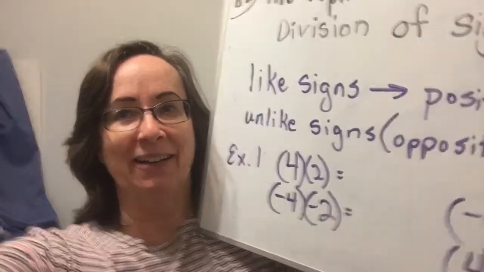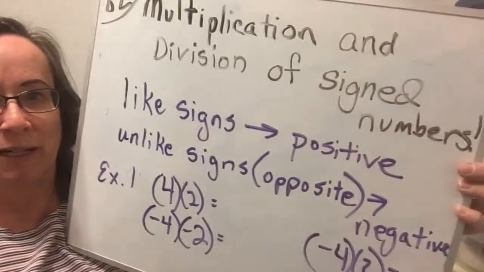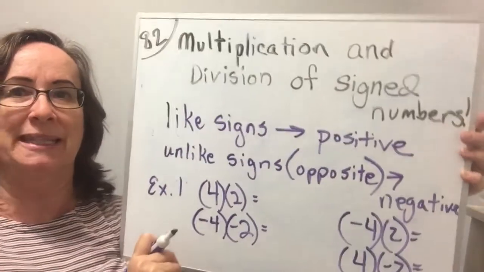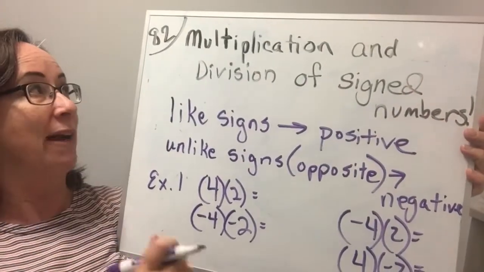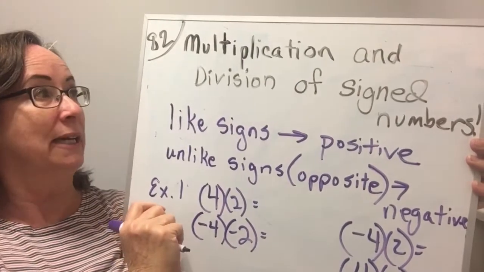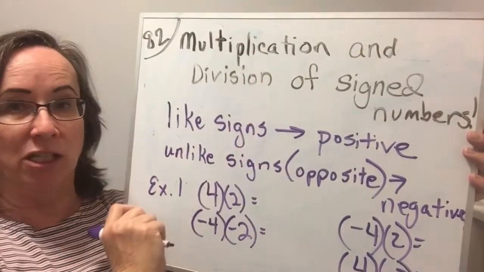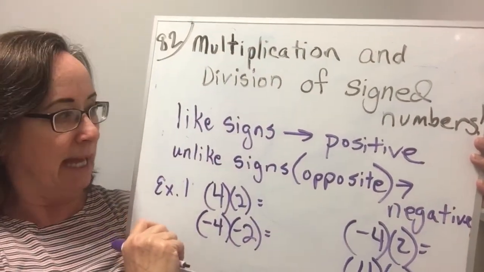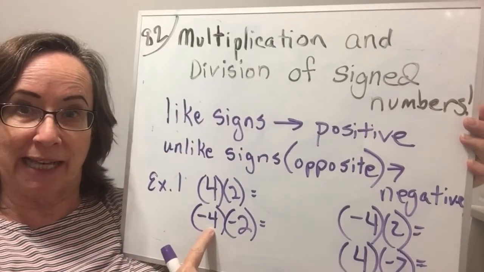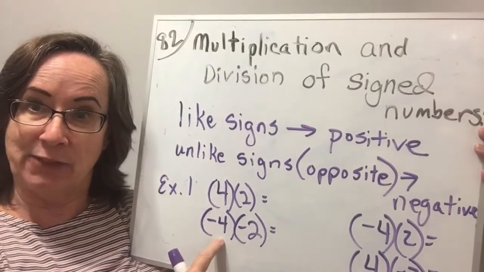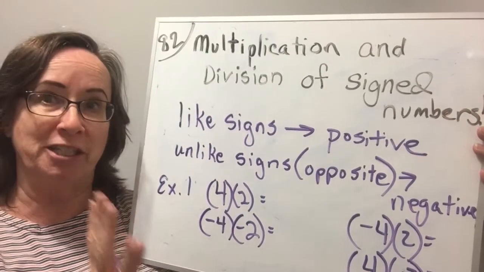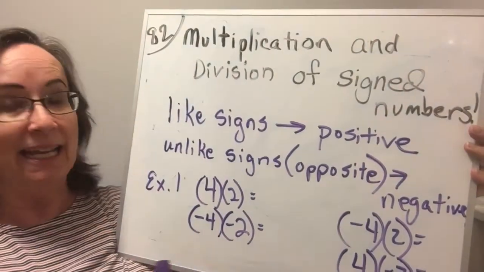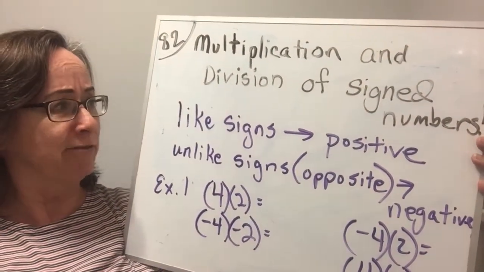So here is our board. I got a little bit bigger board, so let's see how I can use this here. All right, so we are talking about Lesson 82, and it's multiplication and division of signed numbers. And remember, signed numbers are numbers like this that have a positive or negative in front of them. And remember, if we don't see a sign, then it's positive by default.